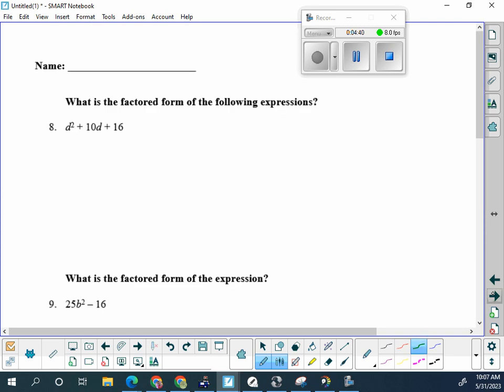Okay, factor this. Since there's a 1 out front here, I can go right to my chart. Factors of 16 that add up to 10 are 2 and 8. Yes, 2 plus 8 is 10. So it's going to be d plus 2, d plus 8. Pretty simple.